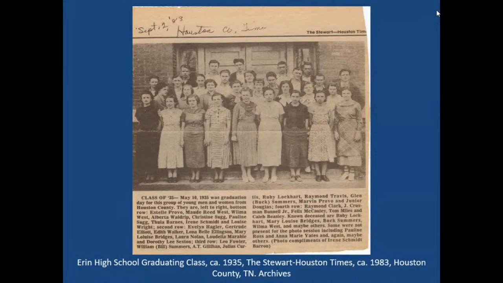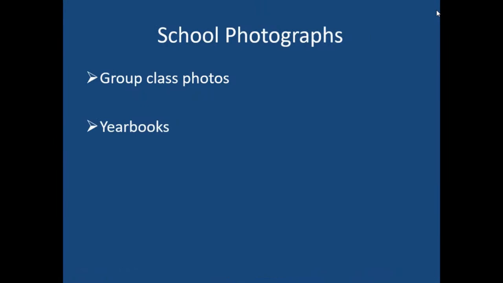Here's another type of group photograph. This is a newspaper clipping again, from the class of 1935. Remember me talking about how even in newspapers more recently, they would publish old photographs? This actually is from 1983, and they published this class of 1935. So like I said, look for later issues that may have published old school records. Again, yearbooks. We just talked about yearbooks. You can find photographs in there.